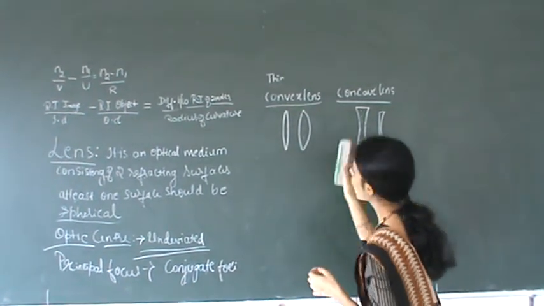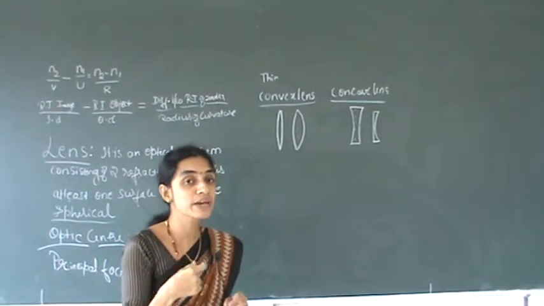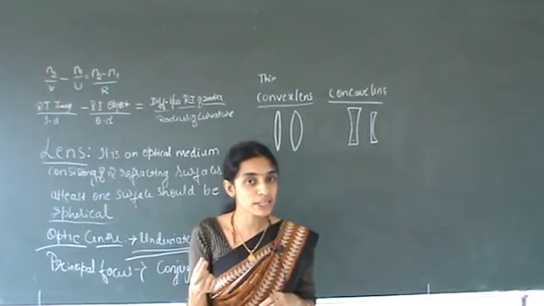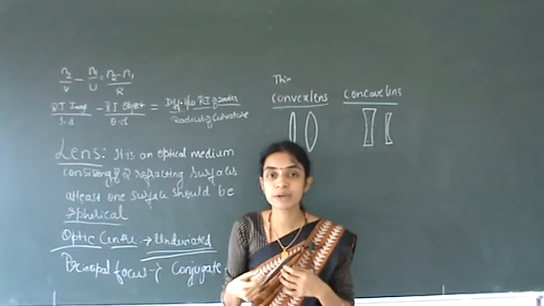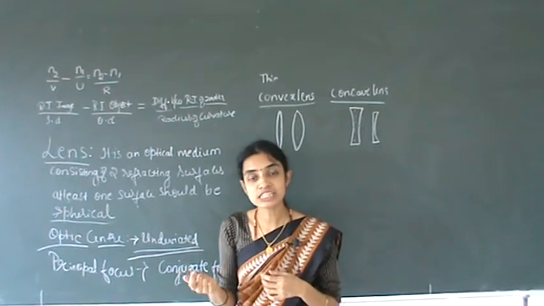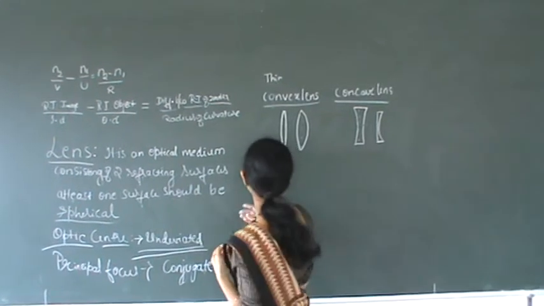In case of a concave mirror, the rays will be converging. I think you remember that concept. Whereas in case of a convex mirror, it will be diverging. Let's see here.